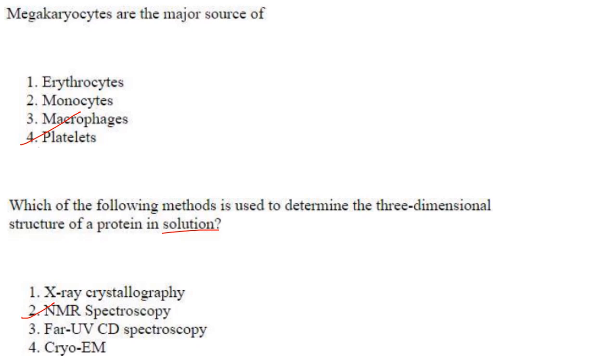Which of the following methods is used to determine the three-dimensional structure of a protein in solution? So in solution form, it is NMR spectroscopy. It is not X-ray crystallography, because in X-ray crystallography, the protein is crystallized and then using X-ray diffraction, the structure of the protein is determined. Here they have asked for the protein in solution form. So it is NMR spectroscopy.